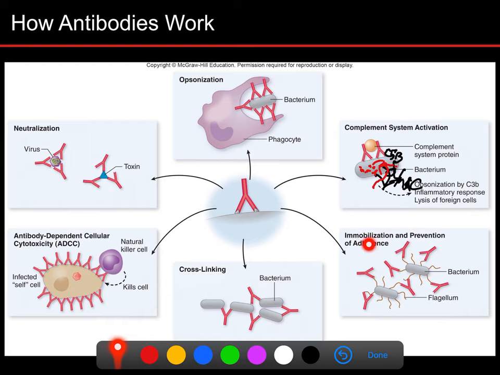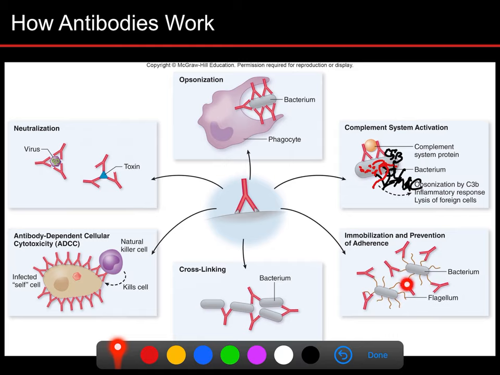Third is immobilization. And this is particularly effective against motile bacteria. Motile bacteria have flagella, and flagella are a pretty potent virulence factor. Right? So the bacteria being able to run away from a bad situation to try to escape your white blood cells, to run away from toxic chemicals, and to run towards the places where it is going to do the most damage, really allows bacteria to have a lot more infective potential.